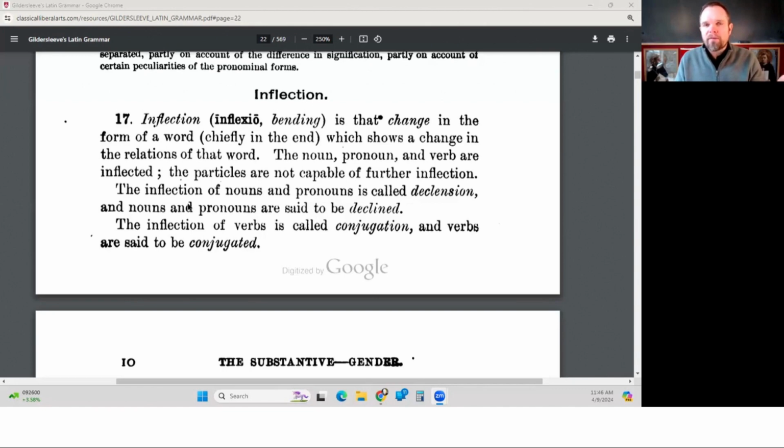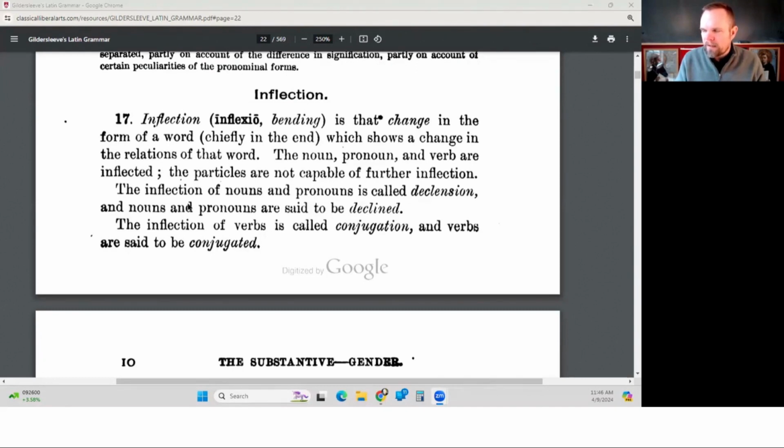It's because of inflection. And what inflection means is that the words change form. Okay, very simple. We've already talked about this. You've already seen this. Inflection just means the ideas of a language are communicated by changing the forms of the words. That's inflection.